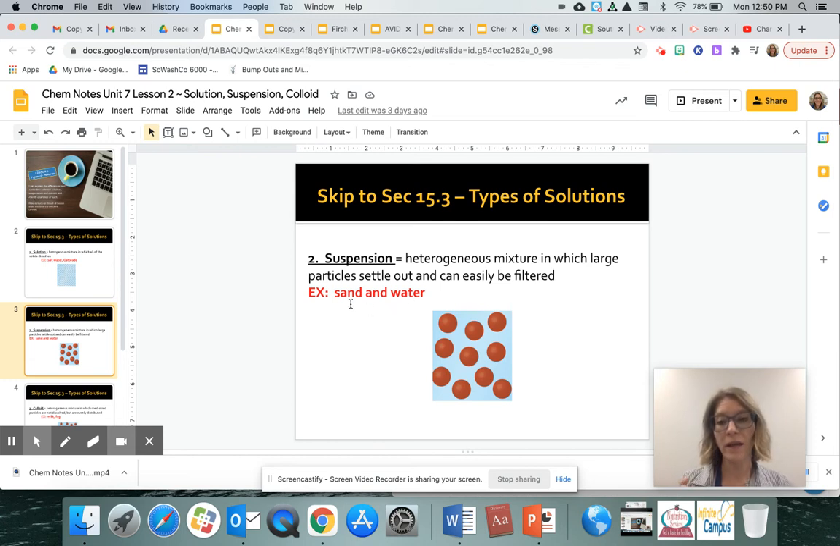So sand and water would be an example. Another example would be like Italian dressing. When you buy it at the store, all those spices fall to the bottom and you have to shake it up before you put it on your food. So that would be another example of a suspension.